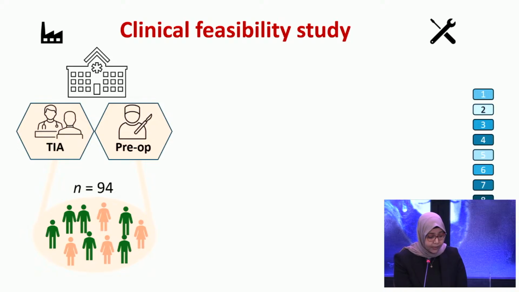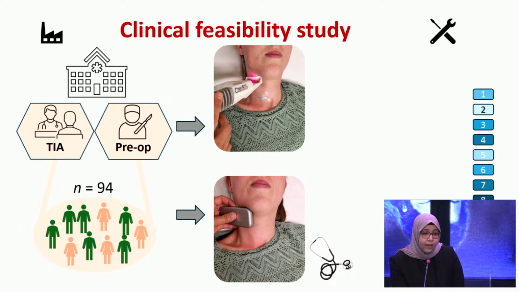I included 94 patients and measured with the laser and with an electronic stethoscope. I measured with the electronic stethoscope as well because the traditional stethoscope was used previously to detect carotid stenosis, but it had poor, inconsistent performance. So I thought the electronic stethoscope could be used as an alternative that is potentially better than the traditional stethoscope.